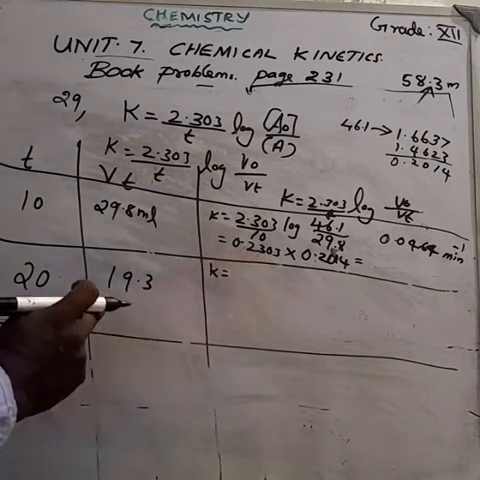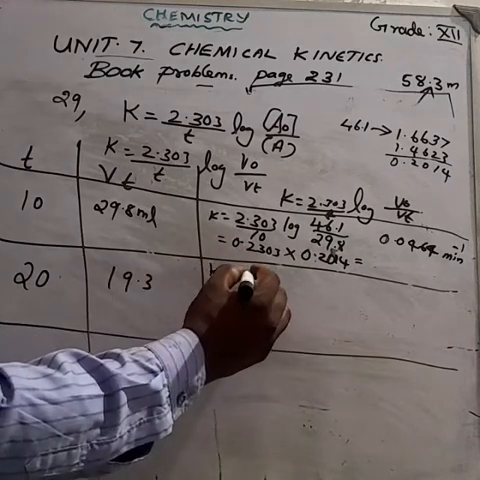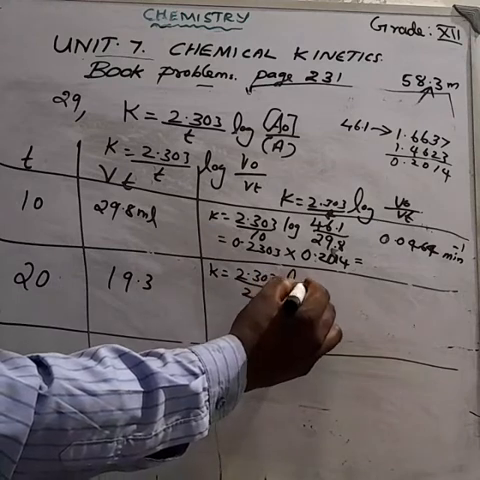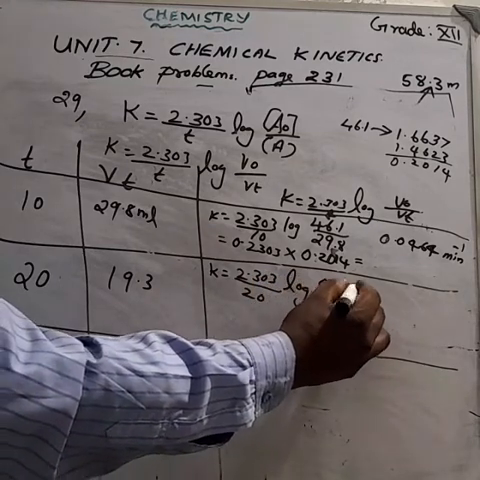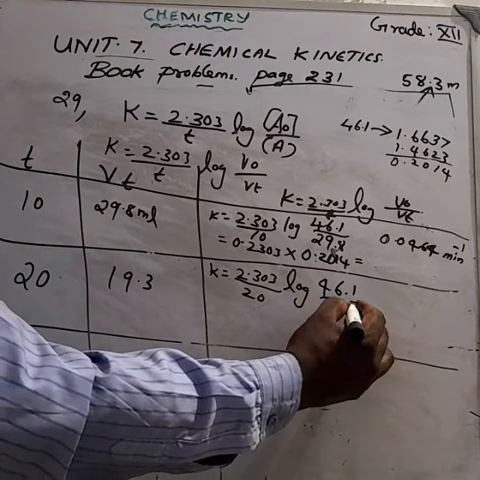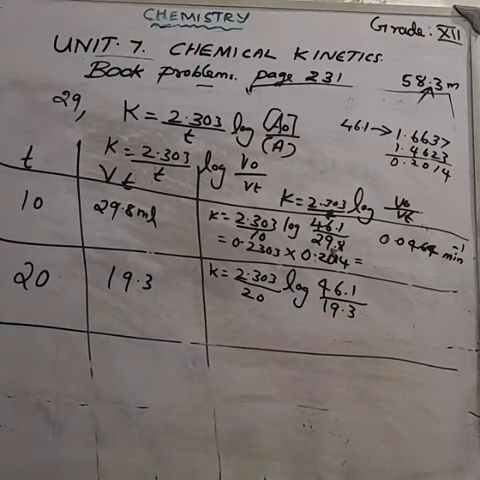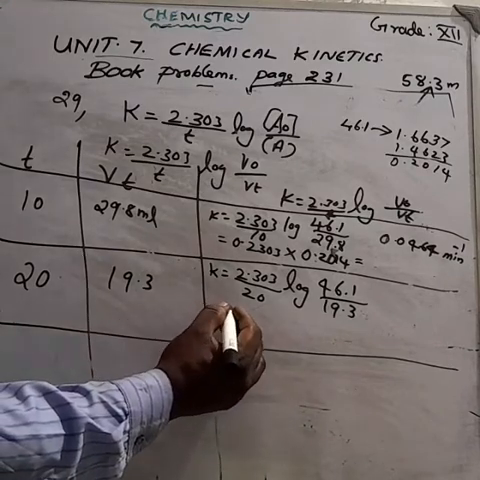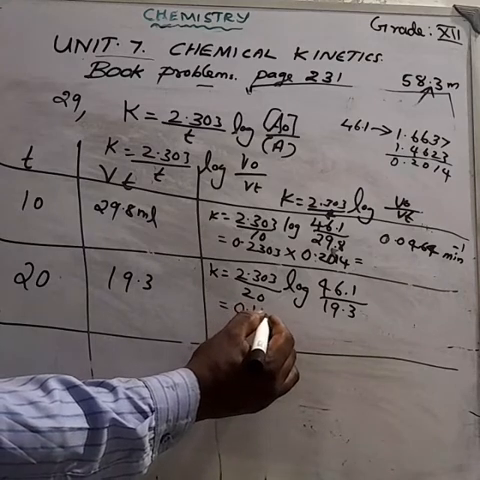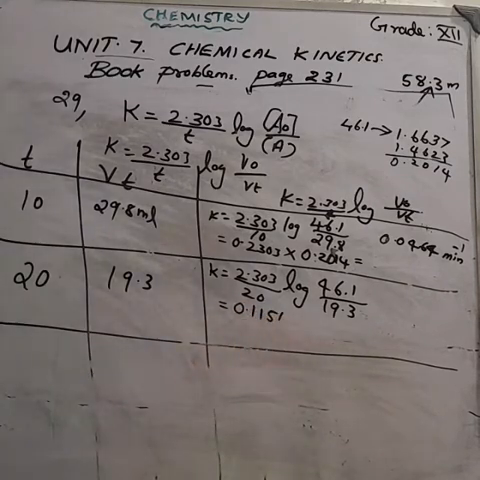So the formula: k is equal to 2.303 divided by T, where T value is 20. K is equal to 2.303 divided by 20 log 46.1 divided by 19.3. Before that, we have to divide 2.303 divided by 20. We get the value 0.1151.